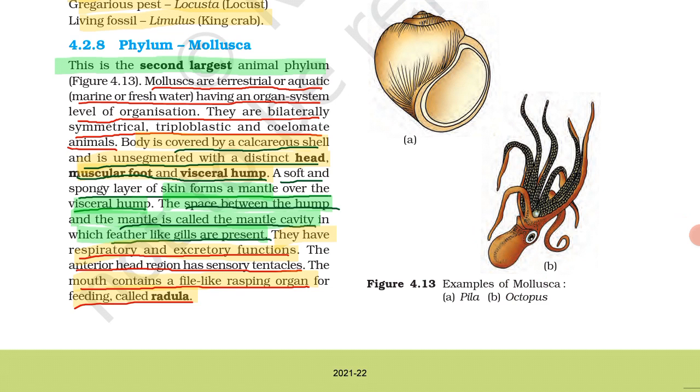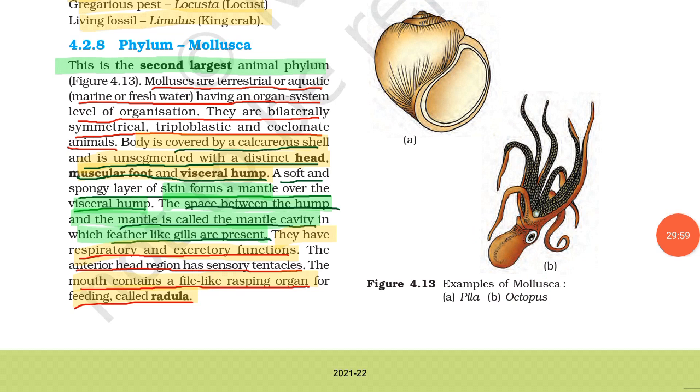From the visceral hump, in the downward direction, they show a soft and spongy layer of mantle over the visceral hump. See, the body is divided into head, muscular foot and visceral hump. See figure A, Pila. From above it is head, then muscular foot and visceral hump, and a spongy layer forms a mantle over the visceral hump.